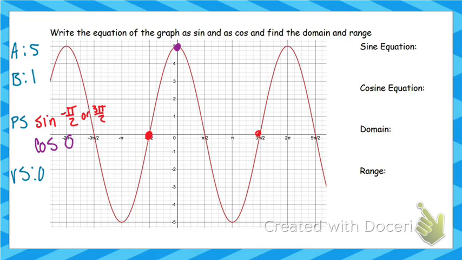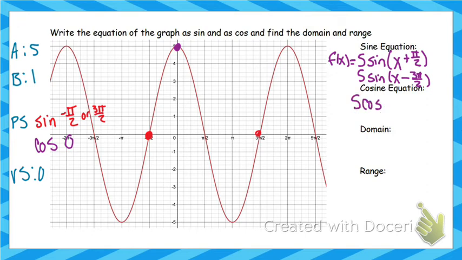Again, there's more than one right answer here. So let's write sine first. Amplitude is 5. The B value is 1. So x, I could do x plus pi over 2. Or I could do x minus 3 pi over 2. Either one is correct. For cosine, everything's the same except for the phase shift. Well, for cosine, it doesn't need a phase shift. It's 0.